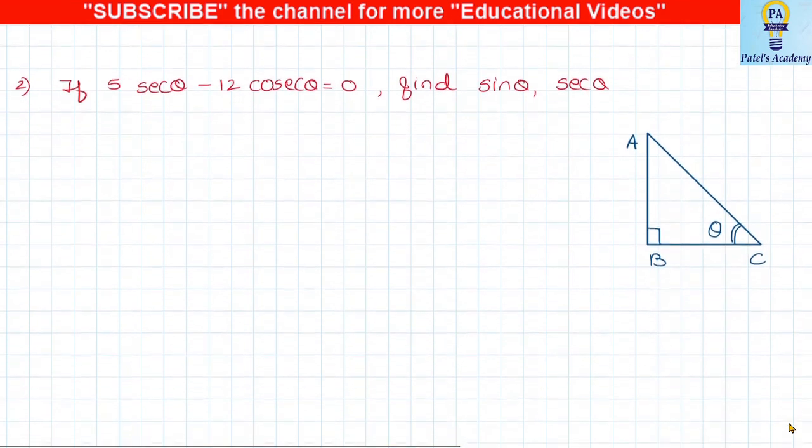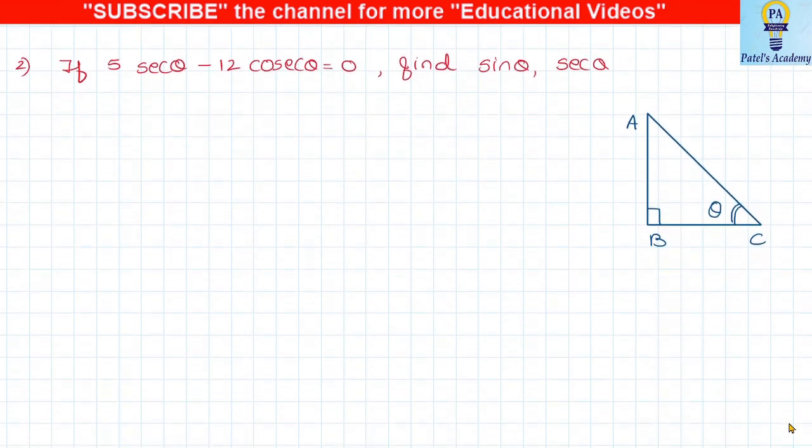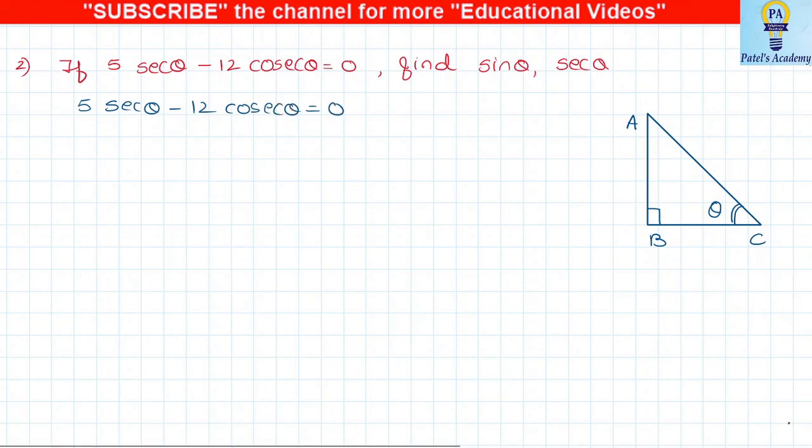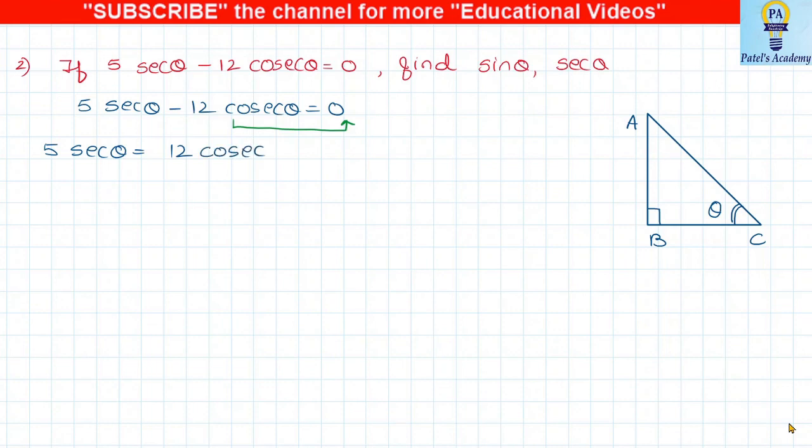In the second sum also you can use the identity. Here I'll be using Pythagoras theorem. So they have given that 5 sec theta minus 12 cosec theta equals 0. So the first step I'm doing is shifting minus 12 cosec theta to the right hand side. So what I'll get is 5 sec theta equals, minus will become plus, 12 cosec theta. Now 5 as it is.